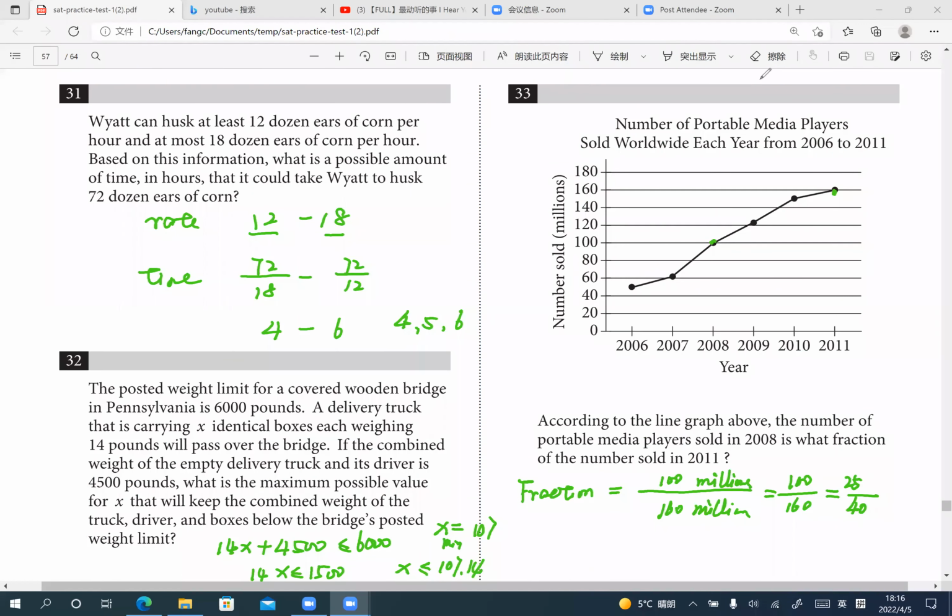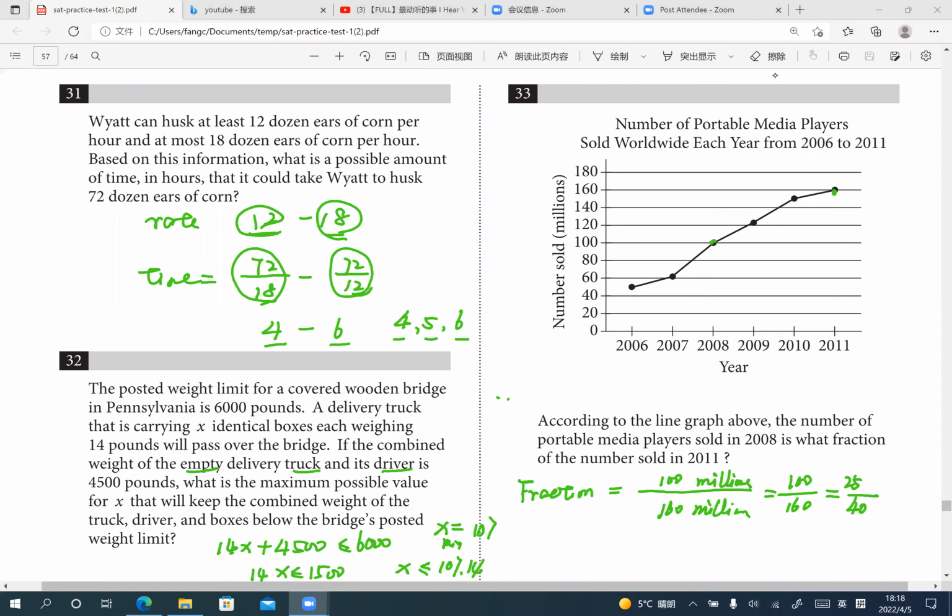Question 31. White can husk at least 12 dozen ears of corn per hour and at most 18 dozen ears of corn per hour. So the rate is from 12 to 18. Based on this information, what is a possible amount of time in hours that it would take White to husk 72 dozen ears of corn? So time equals the amount of ears of corn divided by the rate. So the time ranges from 72 divided by 18 to 72 divided by 12. So it is 4 to 6. So for question 31, 4, 5, 6 are all answers.